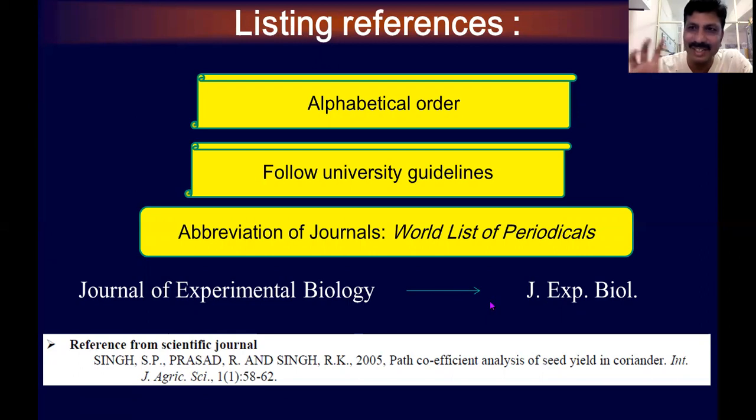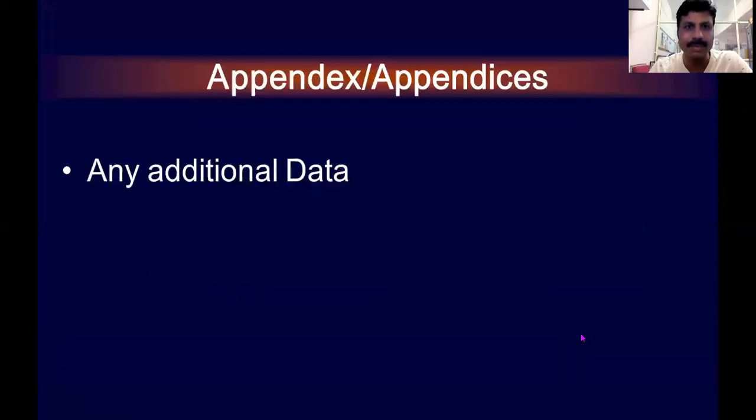Of course, in research papers, many journals ask you to write the complete title of that journal. But many of the journals and many of the universities have guidelines to abbreviate the journal's name. So you need to follow that procedure.